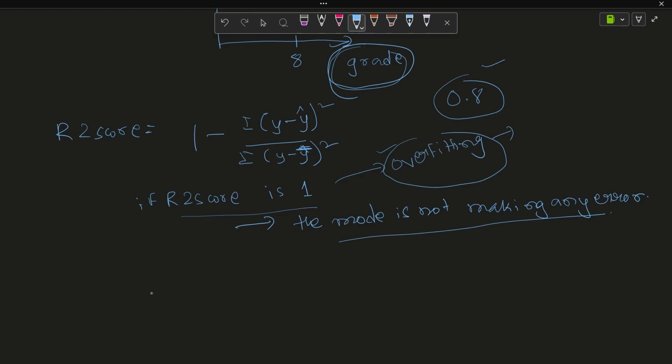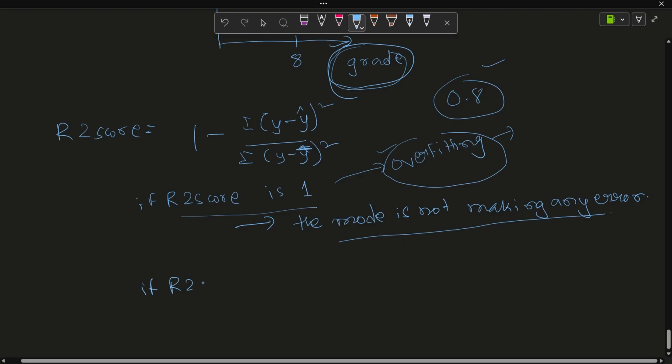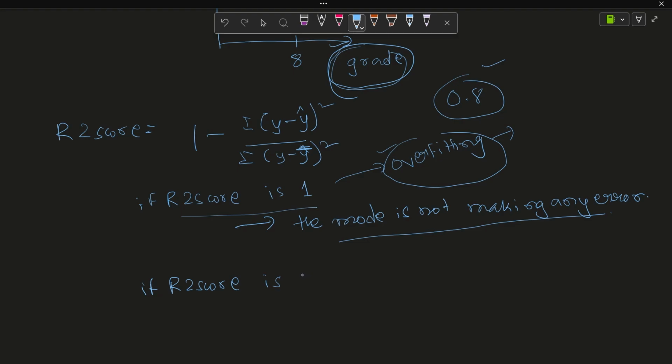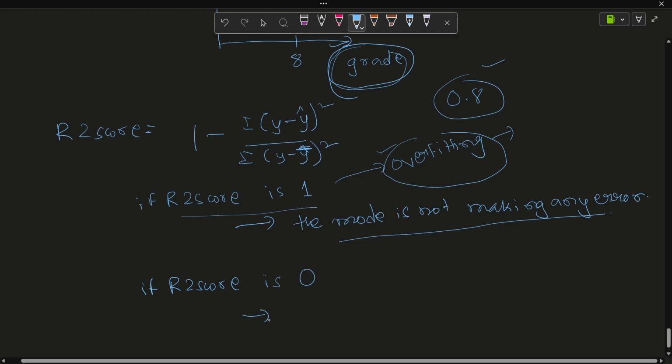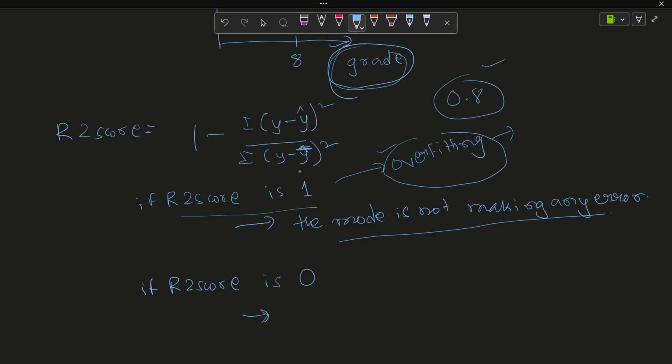And if R2 score is 0, how can it happen? The model is not good. So this is equal to this. The model is basically the mean, so the ratio is 1, and therefore 1 minus 1 is 0. The model is bad.